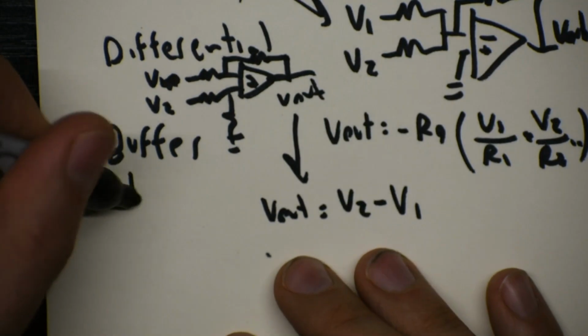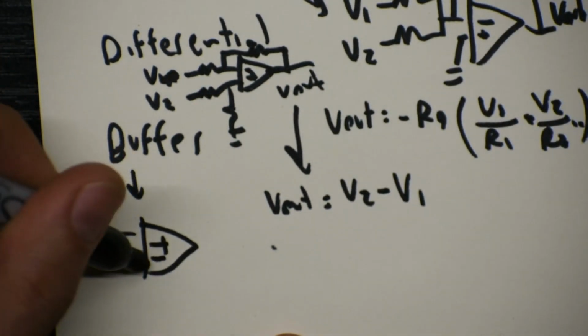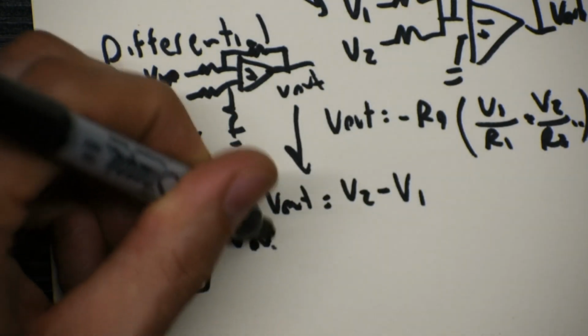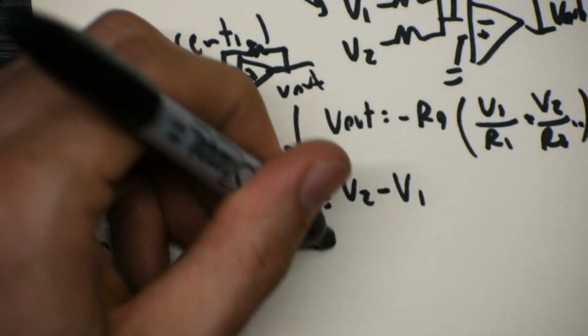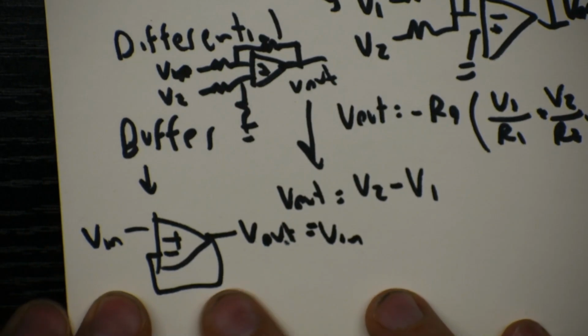And finally, the buffer. V in goes to the positive input of the op amp, the negative goes to the output, and the gain is 1. So this essentially doesn't seem to do anything. V out is equal to V in. Why do we have it?